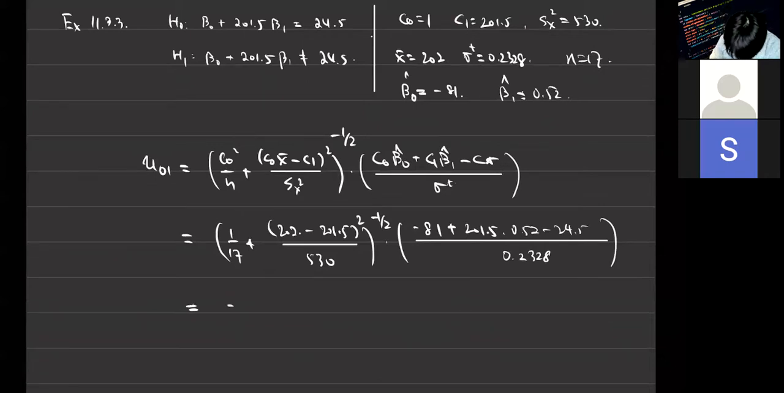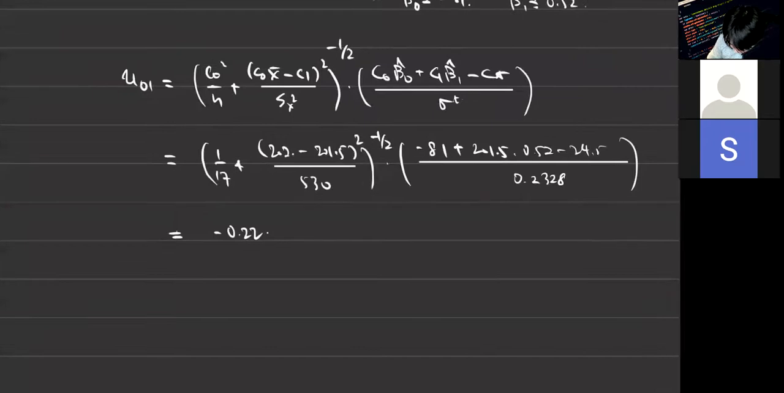So let's stick with that. And the final result, once you work out the math, is going to be about negative 0.22. So that's the math. You plug in, you work it out, and that's the final answer. So what's happening from here then? So we work out this number.